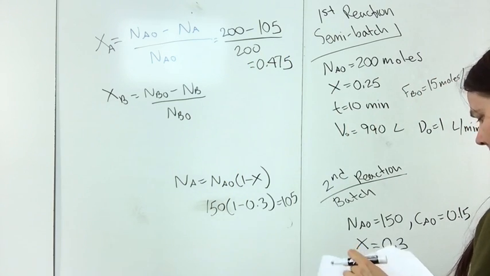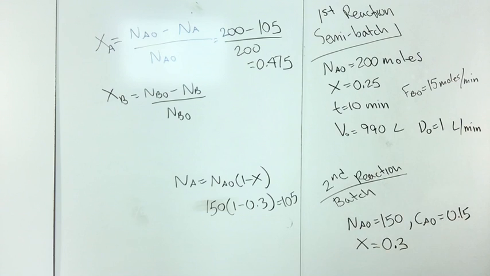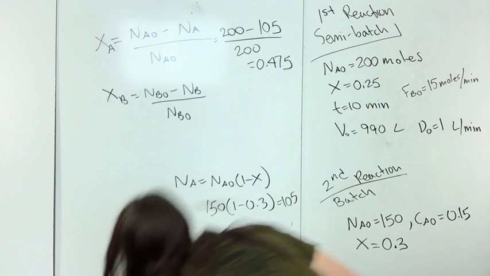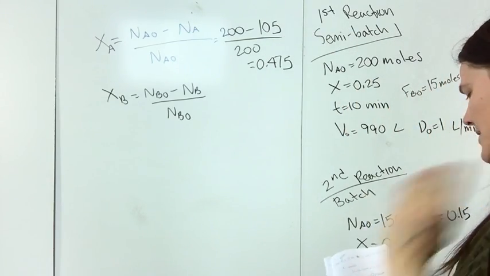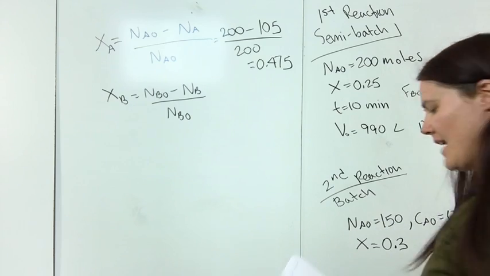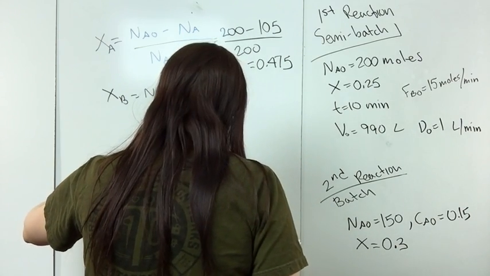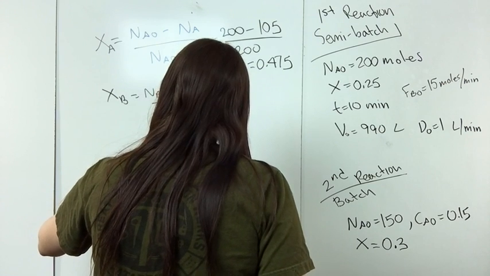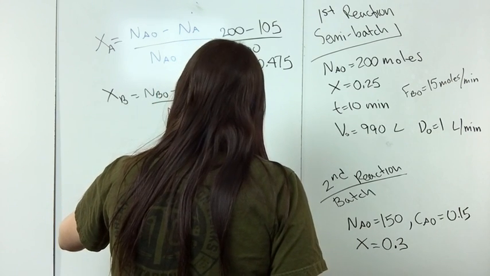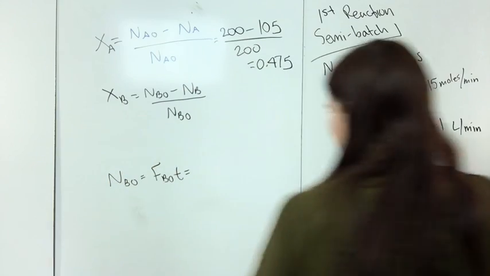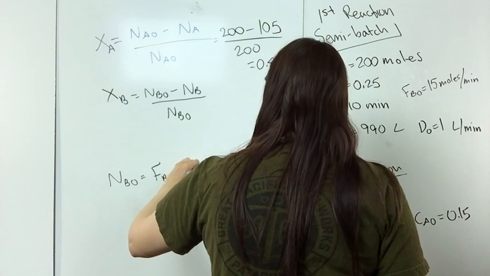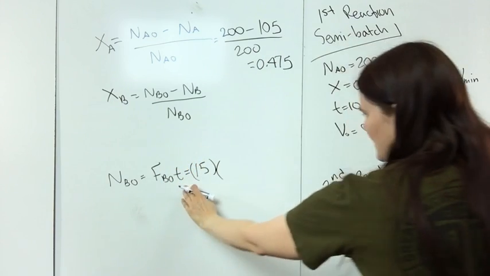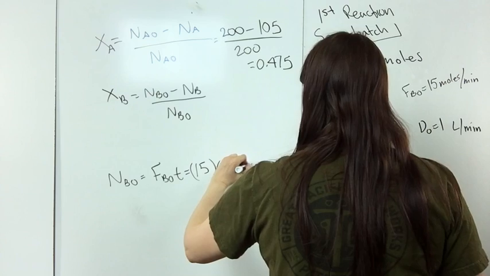And then for the second one, we can calculate exactly how much Nb we started with in the first reactor before any conversion happened, and that would be Nb naught. Nb naught is what you start with. So the amount of B added to the reactor, which I'm just going to call Nb naught, is equal to Fb naught T. So this would be the rate that it was added, 15, multiplied by the time that it was being added, which is 10. So this is equal to 150.